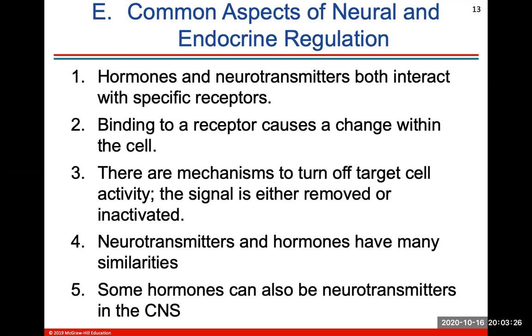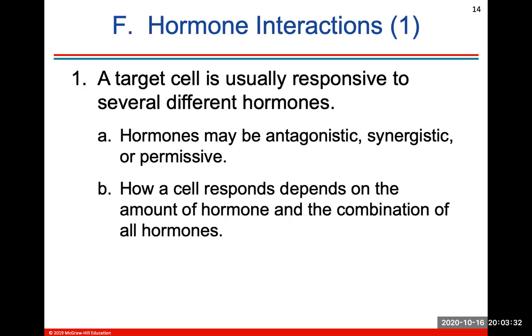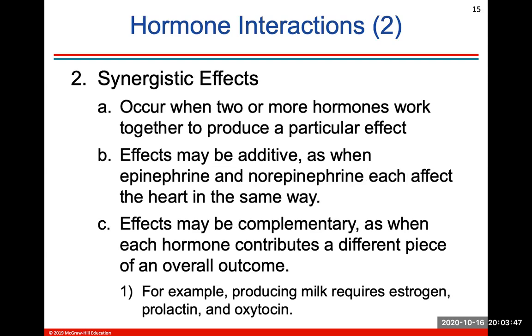Hormones and neurotransmitters both interact with specific receptors, and binding to a receptor causes a change within the cell. A target cell is usually responsive to several different hormones, and hormones can be antagonistic, synergistic, or permissive. How a cell responds depends on the amount of the hormone and the combination of all hormones.